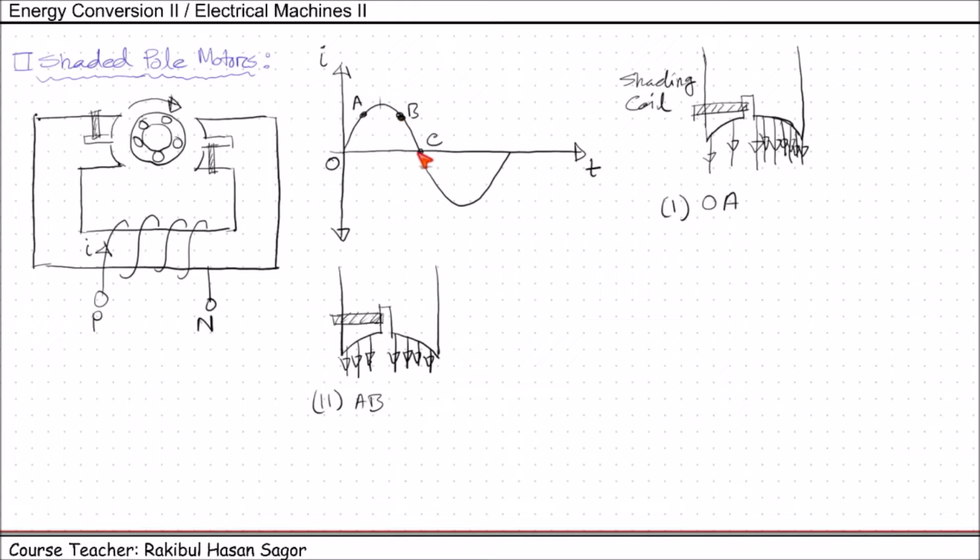Now for the portion BC, the current is being reduced. It's coming from a higher value to 0 value. So what will happen to this? Let us draw it again. We have the shaded pole here. So this is for the BC region. Now when this region current occurs, that means current is coming from B to C, current is being reduced.